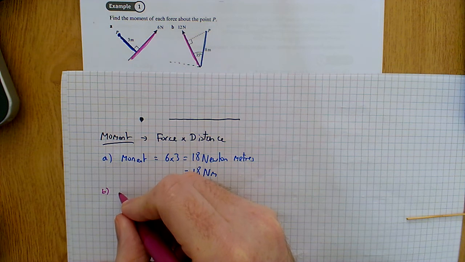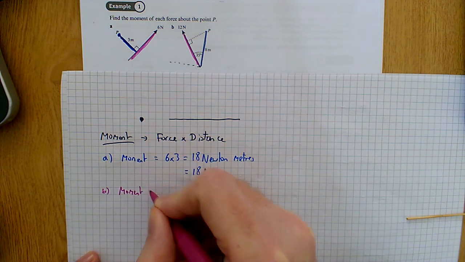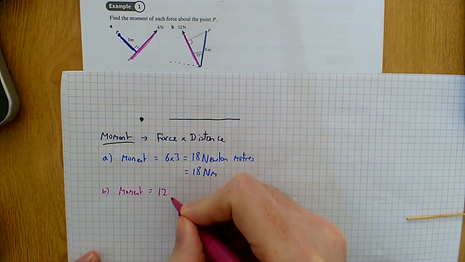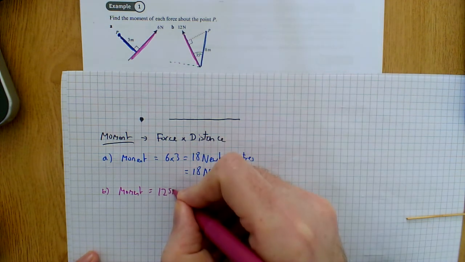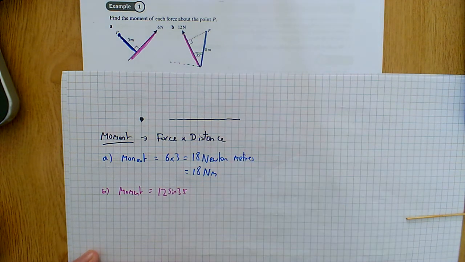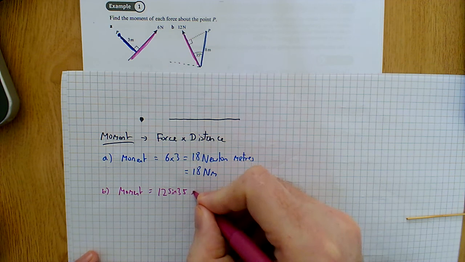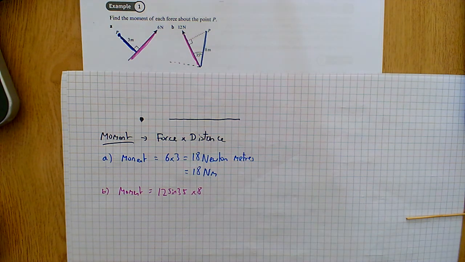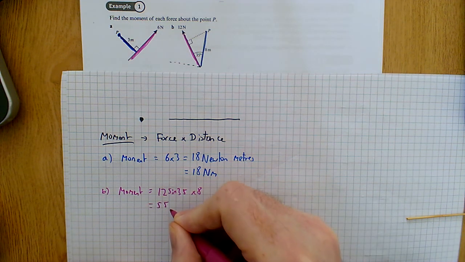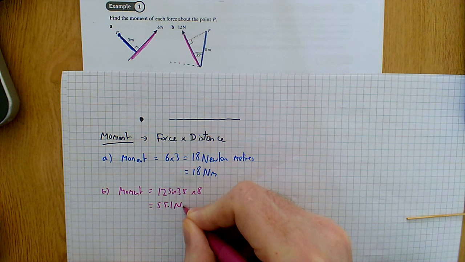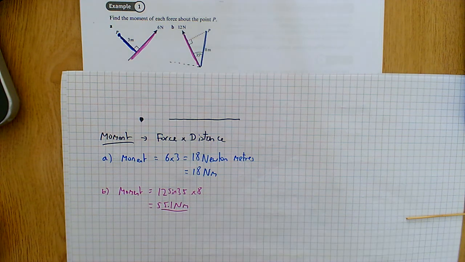So from our work in the other units, the moment is the force 12, but we've got to multiply by sine of 35 because you've gone away from that 35, times the distance, which is 8. And you can pop that into your calculator. 12 sine 35 times 8 gives you 55.1 Newton meters to 3 significant figures.